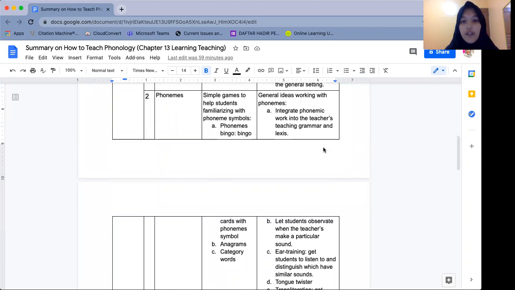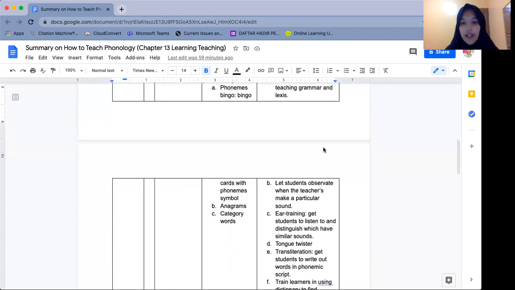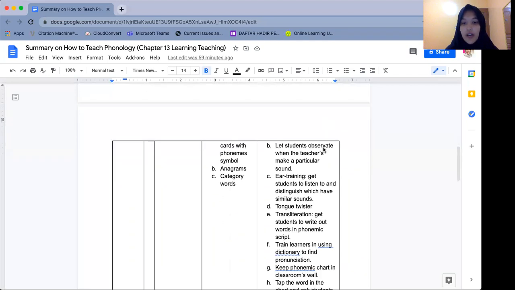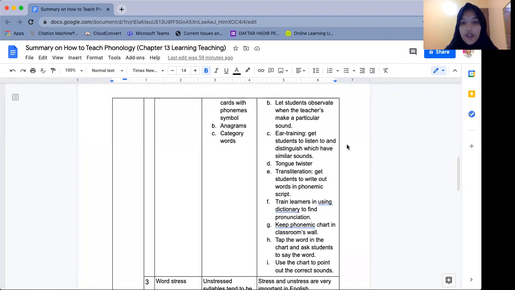The general ideas for working with phonemes: A, integrate phonemic work into the teacher's teaching of grammar and lexis. B, let students observe when the teacher makes a particular sound. C, ear training. Get students to listen to and distinguish sounds which are similar. D, tongue twisters. E, transliteration. Get students to write out words in phonemic script.